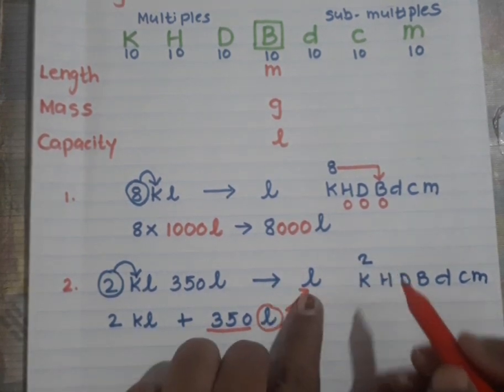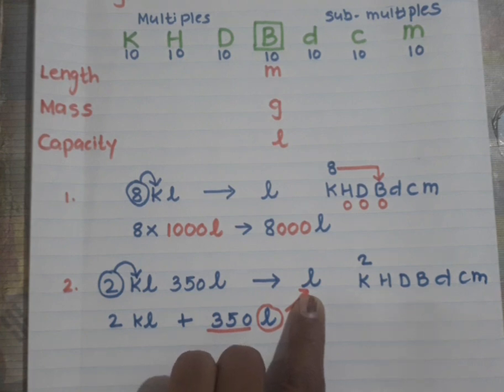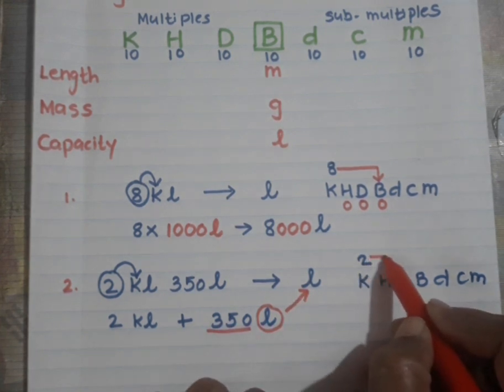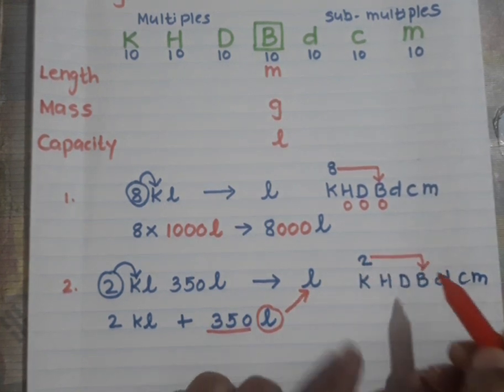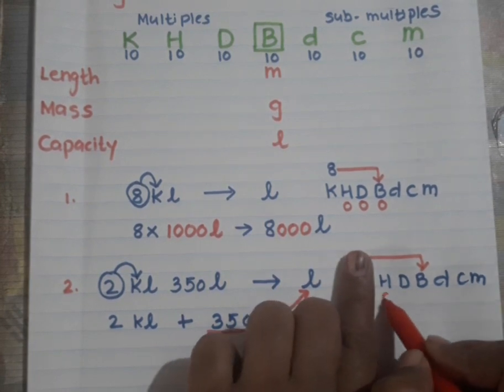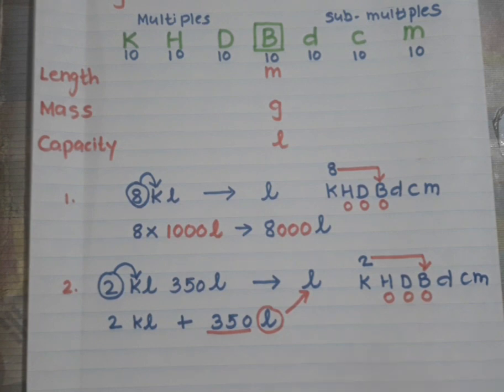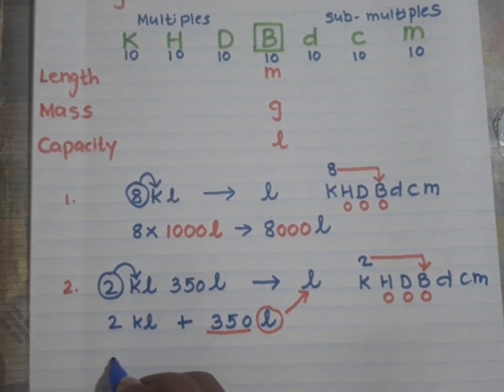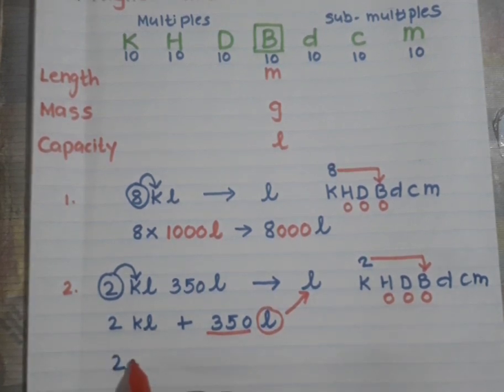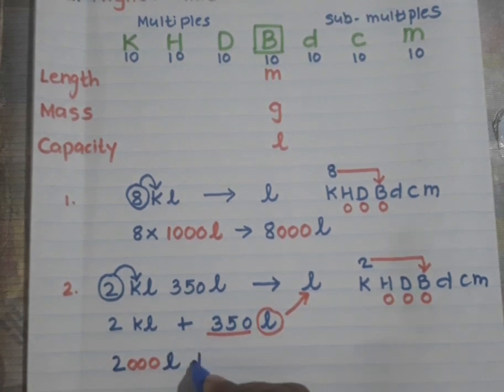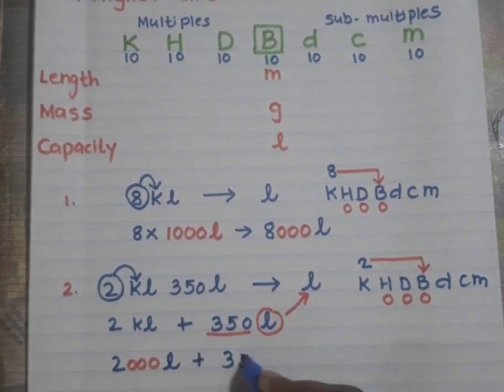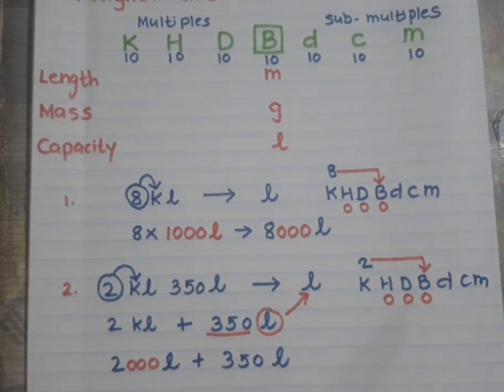It has to go till liter, which is the basic unit for capacity. So let's move from here. Let's come here. Cover this. How many zeros? 1, 2 and 3 zeros. Right? So how do I write it? Now we can write directly, children. You had enough practice already. Isn't it? So this is 2000 liters plus 350 liter. Am I right?